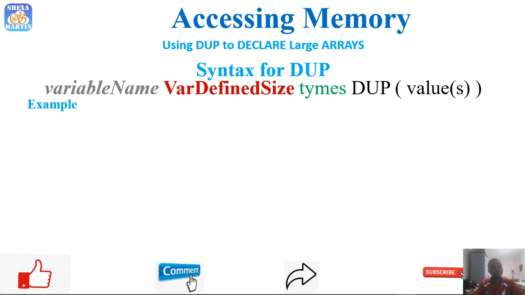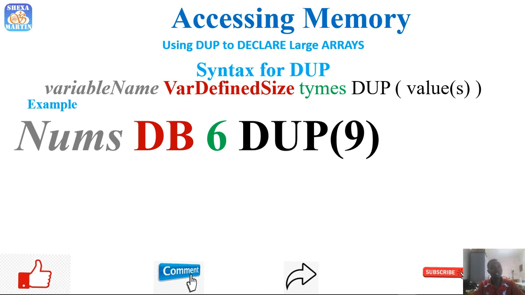Right, so let's look at an example where we have nums db 6 dup(9). Think about it. What is happening here? We've talked about the syntax, and here we have the example. We are declaring a variable called nums, an array variable of size byte, and it is having 9 duplicated 6 times. So the nums array variable is of size byte and is initialized to six 9s.